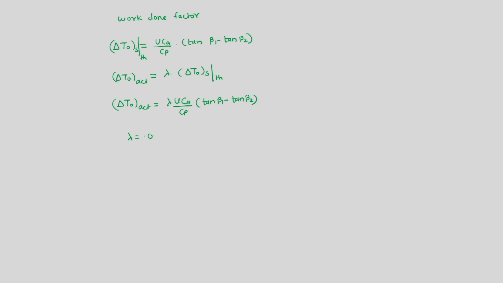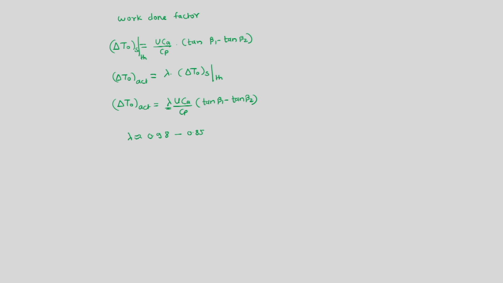And this lambda actually has a range generally between 0.98 to 0.85. This number is less than 1. So actually we would get lesser temperature rise than the theoretical one, which we would have got otherwise if that much amount of work had been stored in the compressor.